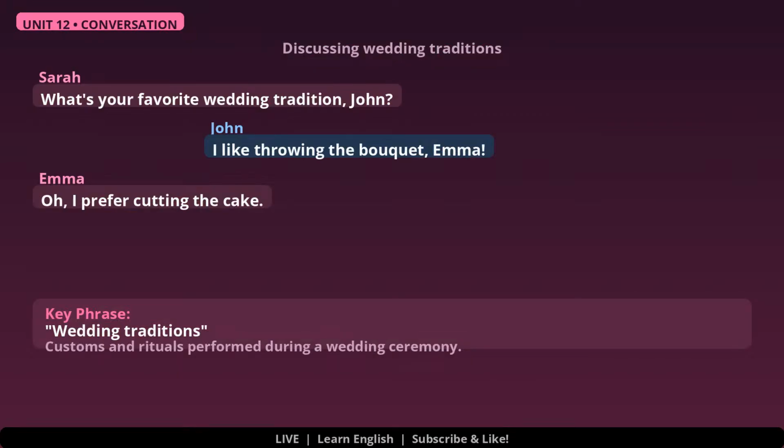Conversation time. Situation. Discussing wedding traditions. Sarah says, what's your favorite wedding tradition, John? John says, I like throwing the bouquet, Emma. Emma says, oh, I prefer cutting the cake. The key phrase is wedding traditions. It means customs and rituals performed during a wedding ceremony.